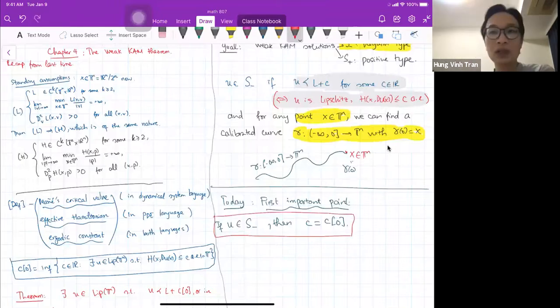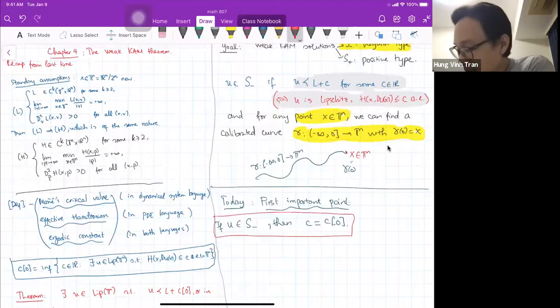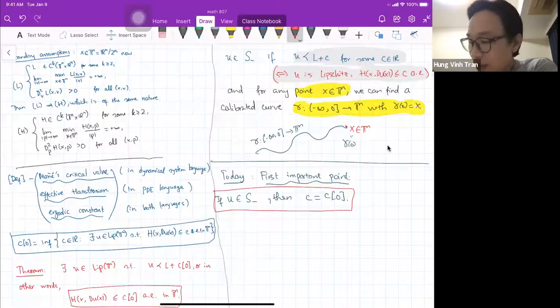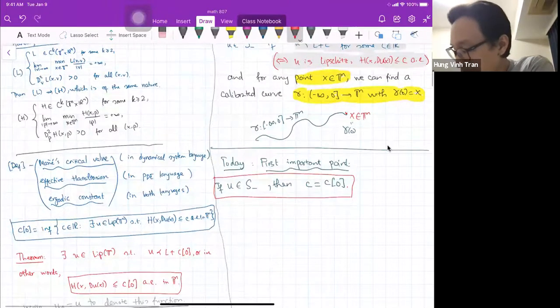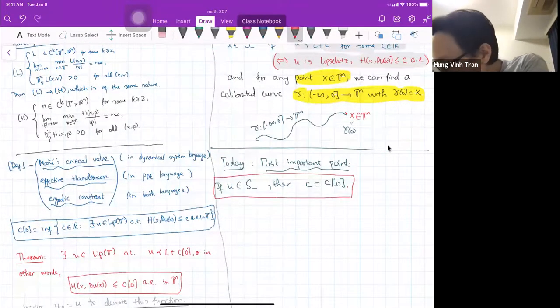Meaning that C can't just be arbitrary. It has to be exactly C naught in order for us to have a calibrated curve mapping from an infinite interval to the torus. That's really important. And then I'll mention the second important point later as time goes. Let me just highlight it.